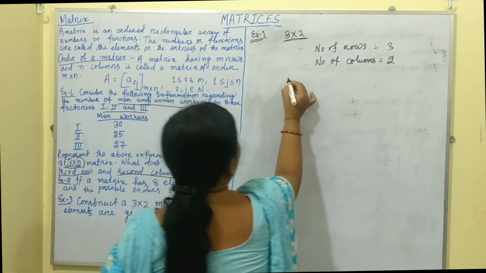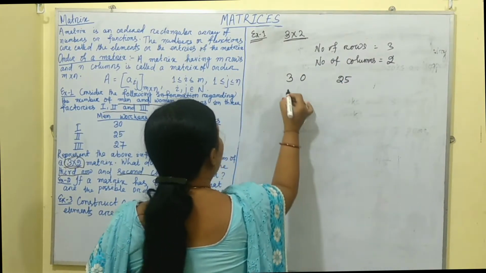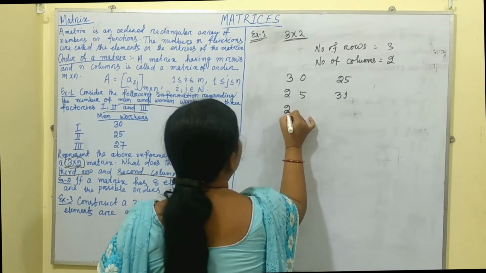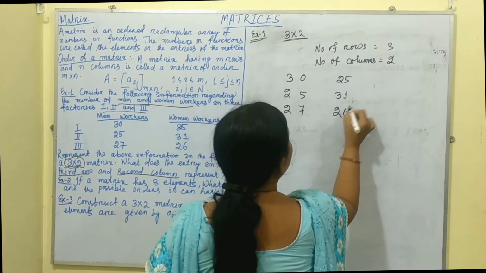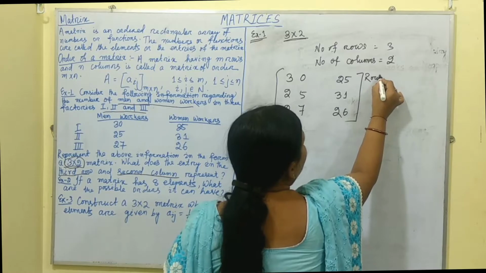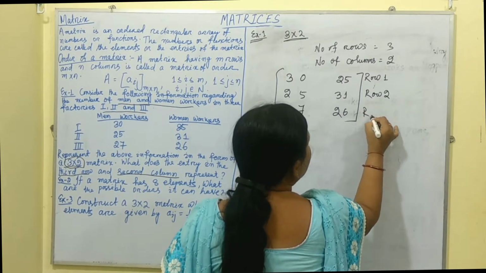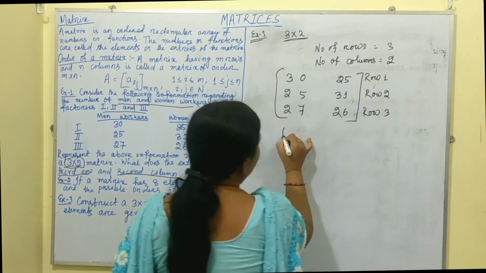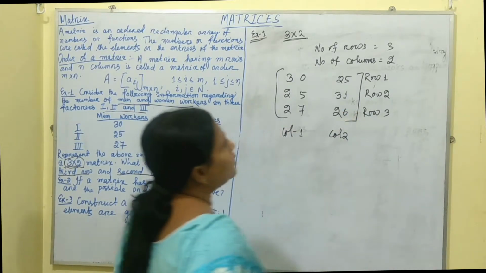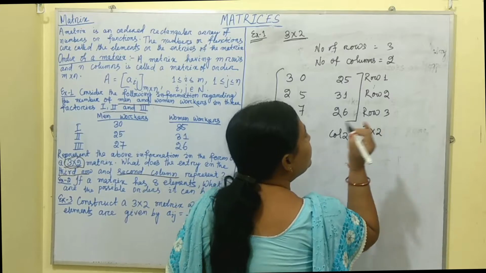3 rows, so 30, 25, 25, 31, 27, 26. So row 1, row 2, row 3. This is column 1, column 2. So there are 3 rows and 2 columns. So this is a 3 by 2 matrix.